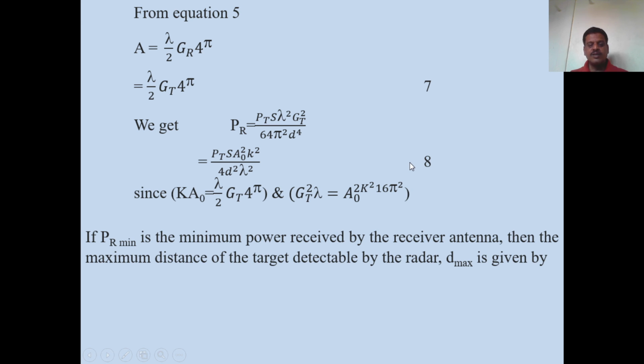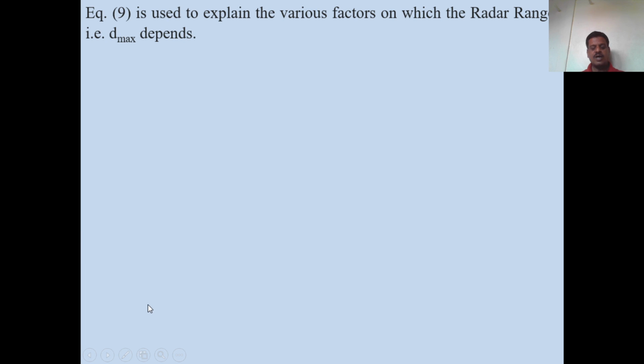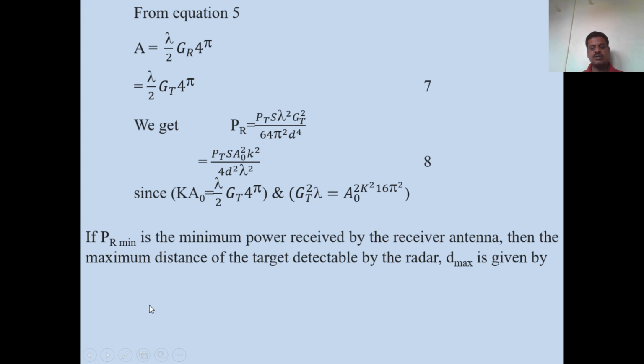If PR minimum is the minimum power received by the receiver antenna, then the maximum distance of the target detected by the radar is given by Dmax, and Dmax is equal to PT into S into A0 square into K square divided by 4 pi lambda square into PR minimum, whole raised to 1 by 4. This is equation number 9, and this is the distance of the target, that is Dmax, the maximum distance.